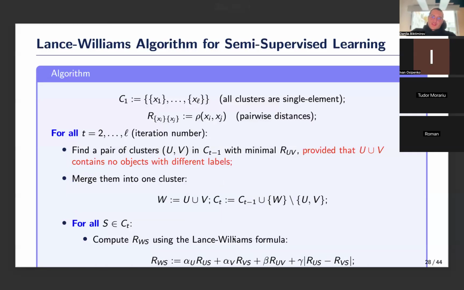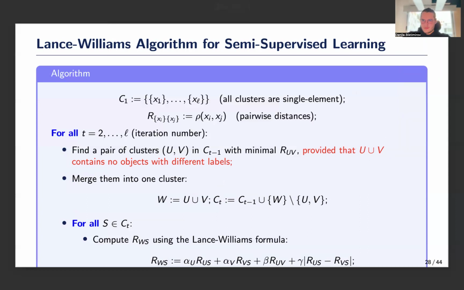For semi-supervised learning, when we are finding the pairs of clusters with a minimal distance between them, we require that the sets U and V contain no objects with different labels. So if we have different labels, we skip it. If we have the same labels, then we can union these two sets.